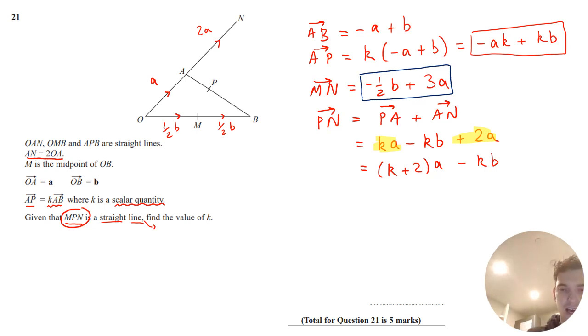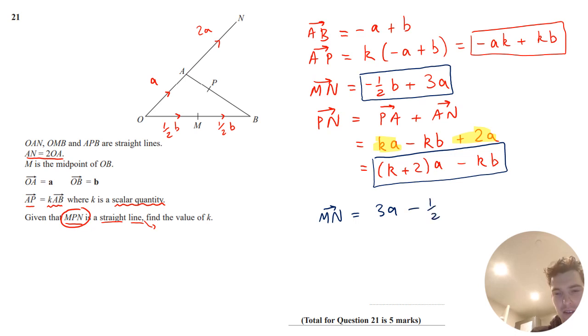Okay, so now let's compare these two vectors that I've got. I've got MN and I've got PN. And I know that when I've got a straight line, the scale factor from one part of the vector to the other is the same. Let me explain to you what I mean. So let me rewrite out again MN, but this time I'm going to write my a first. And PN, I'm going to write my a first as it was before.